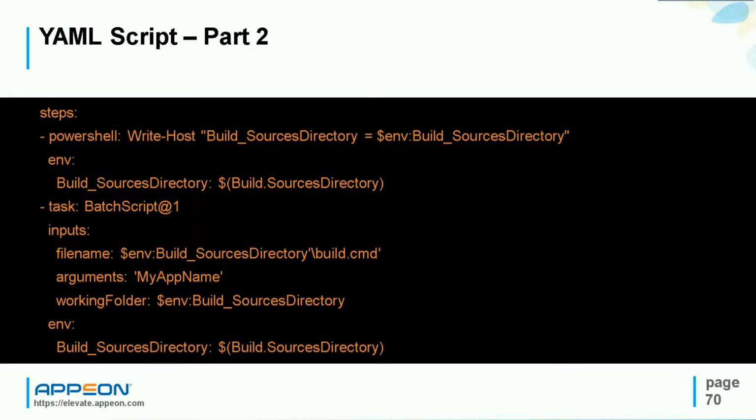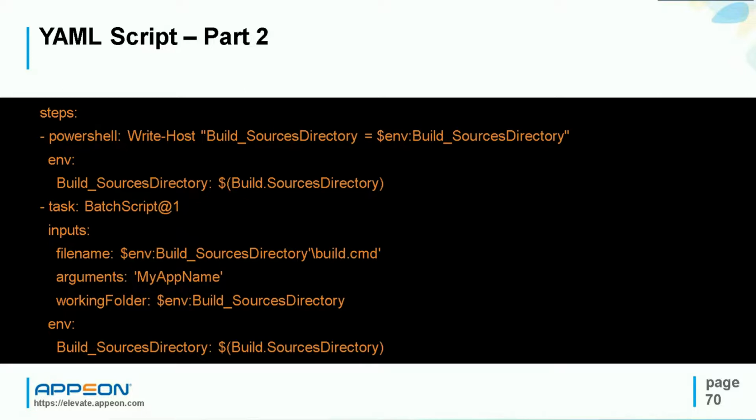Then this executes a PowerShell command. This PowerShell command is just showing me what the source directory is. And this is where the source was in the step before this. It gets the source code from the repo and it puts it into this directory defined by build.sources directory. And just for fun, I'm writing it out here.